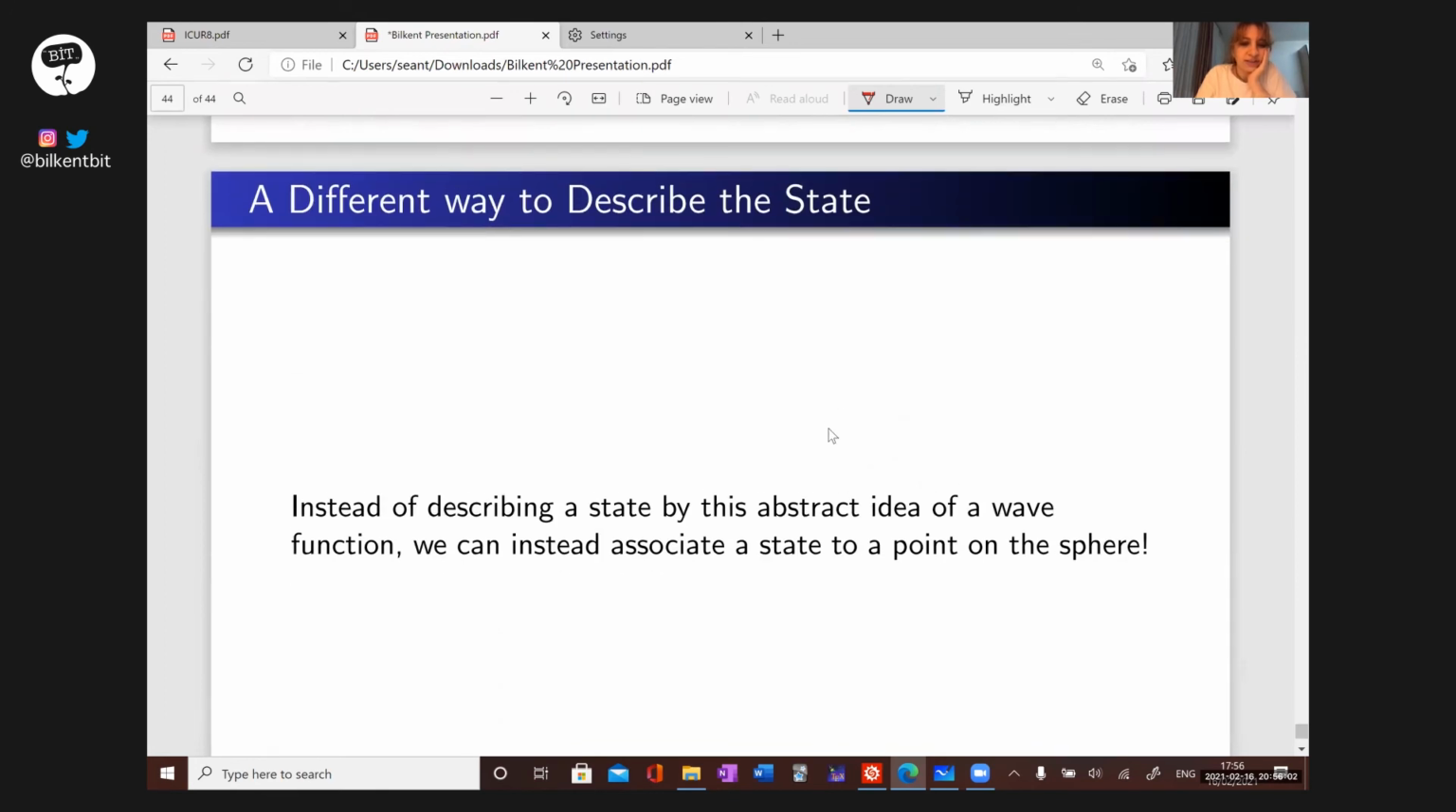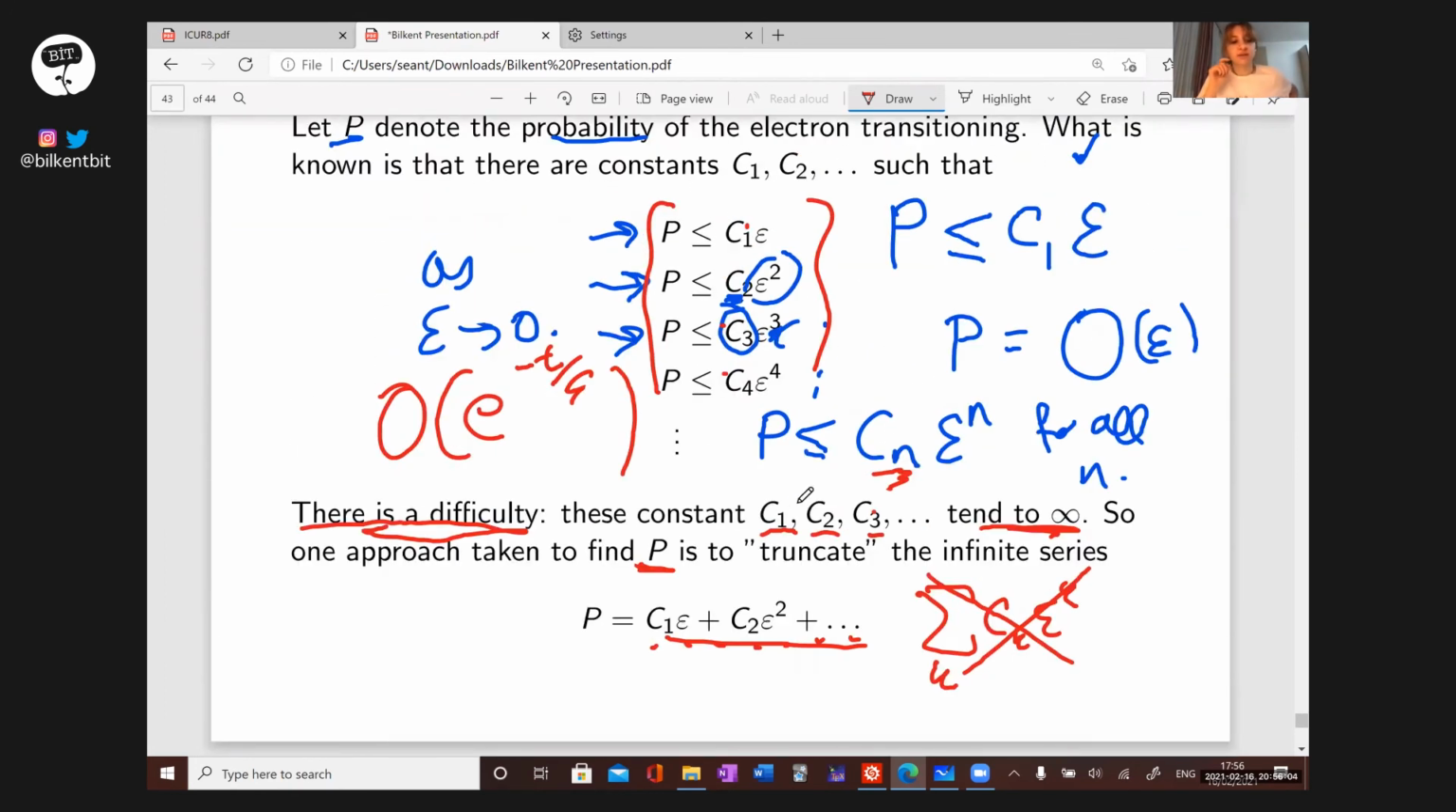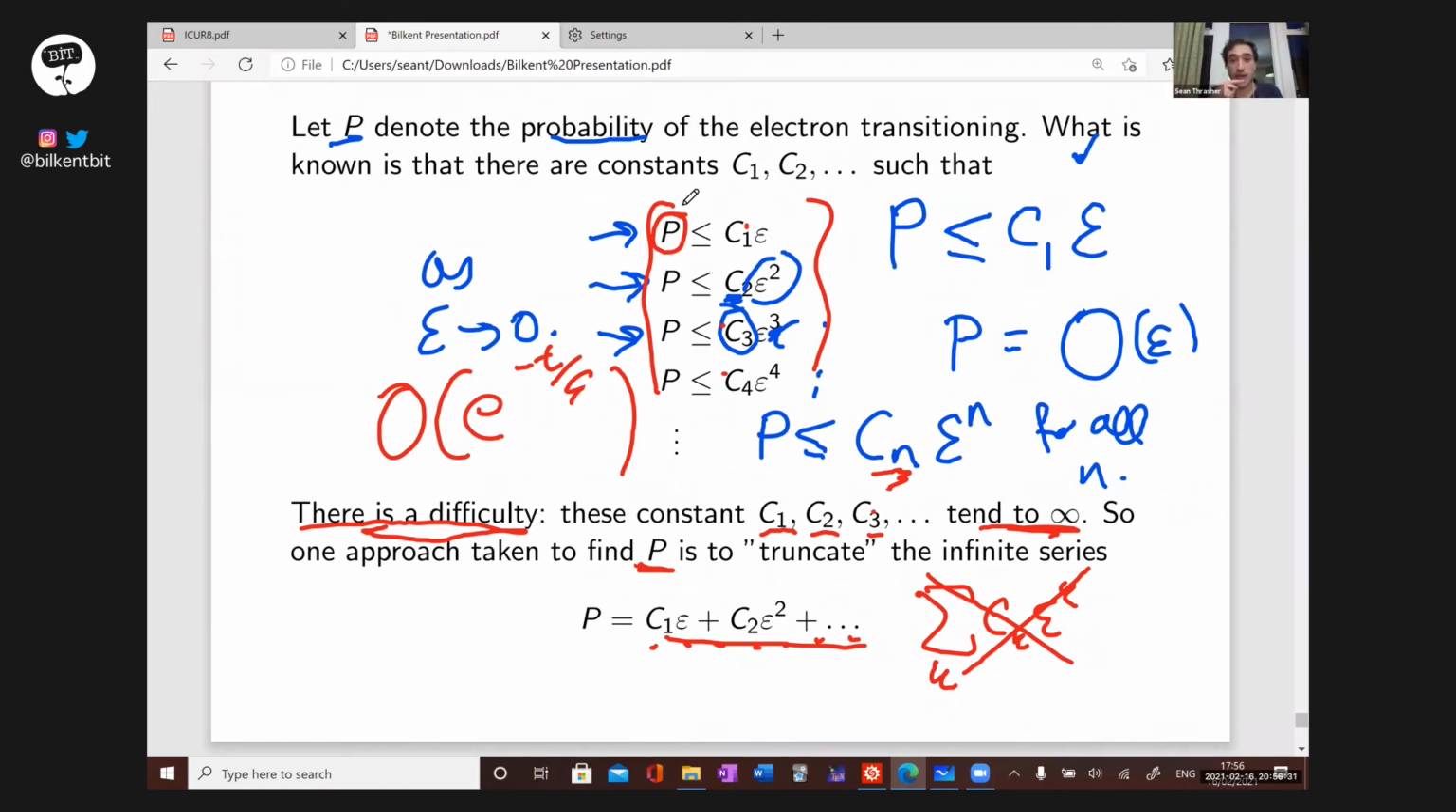Are these constants C1, C2, and so on, in any way related to the amplitudes that we define in the wave function from Born's rule? Yes. The probability is related to the amplitude of the wave function. So it is just an epsilon multiple of that. The probability amplitudes are of order epsilon to the n for all n. So yes, they are related, by an inequality.